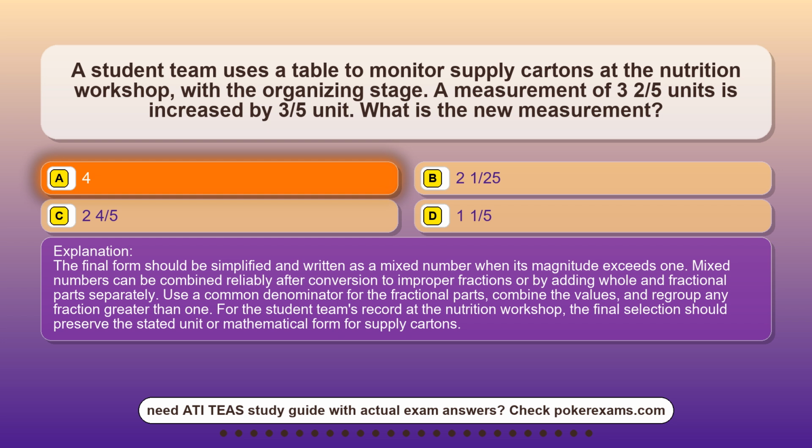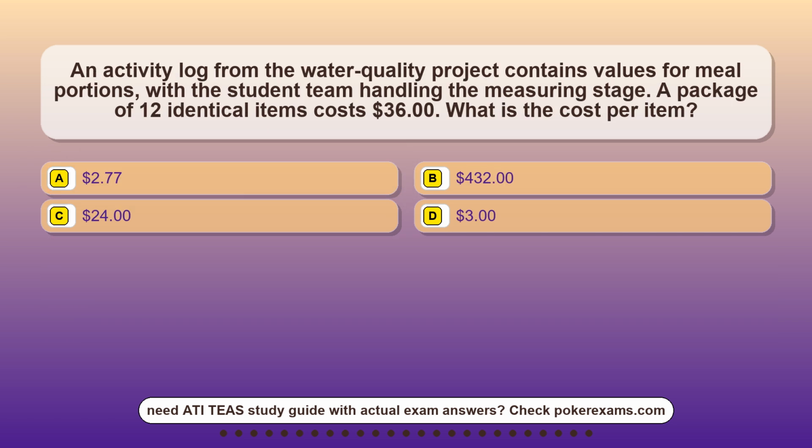For the student team's record at the nutrition workshop, the final selection should preserve the stated unit or mathematical form for supply cartons. Question 21. An activity log from the water-quality project contains values for meal portions, with the student team handling the measuring stage. A package of 12 identical items costs $36. What is the cost per item?